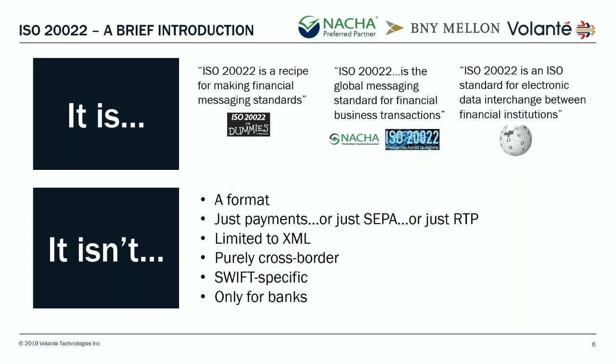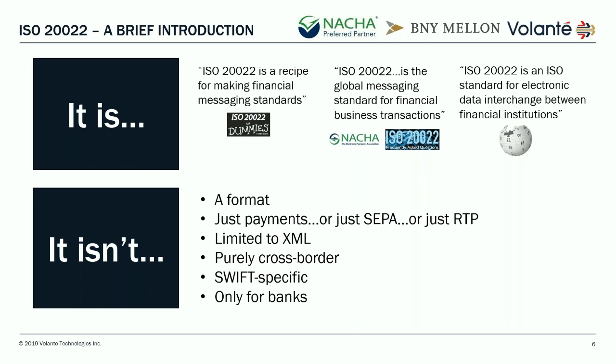Now, you'll note that they're all somewhat different, and actually in the case of the first and last, quite different. So the question is, which is correct? Okay, well, it is a trick question because they are all correct. Going from right to left, ISO 20022 is an ISO standard for electronic data interchange between financial institutions. So that's accurate, but it's a bit narrow, right? Because we know that it's more than just FIs. Then we have ISO 20022 is the global messaging standard for financial business transactions. Okay, that's certainly comprehensive, and it's got that important word messaging in there.